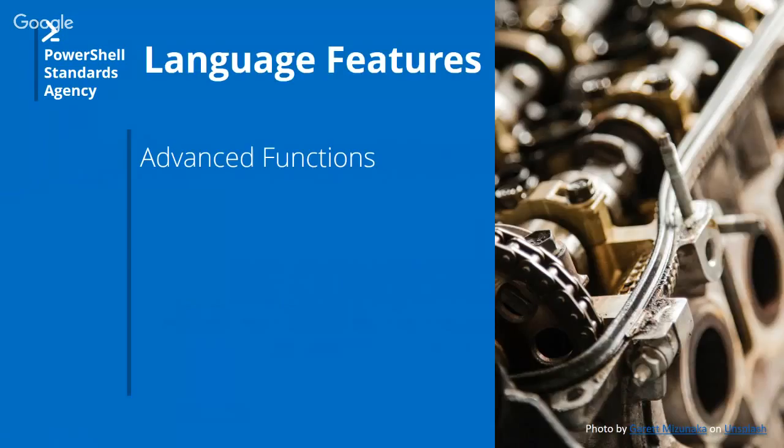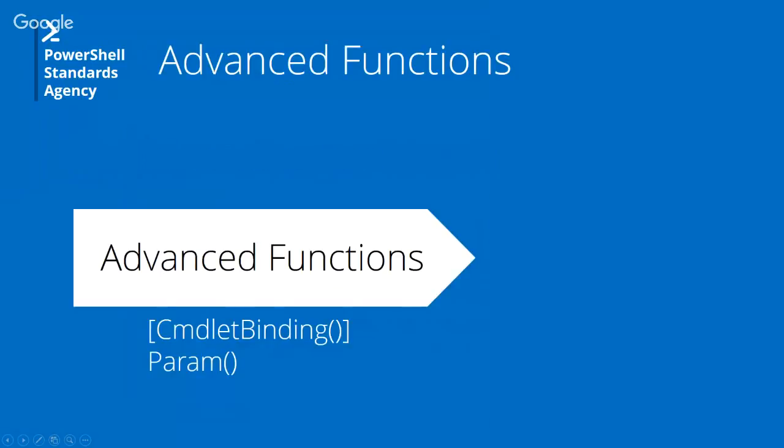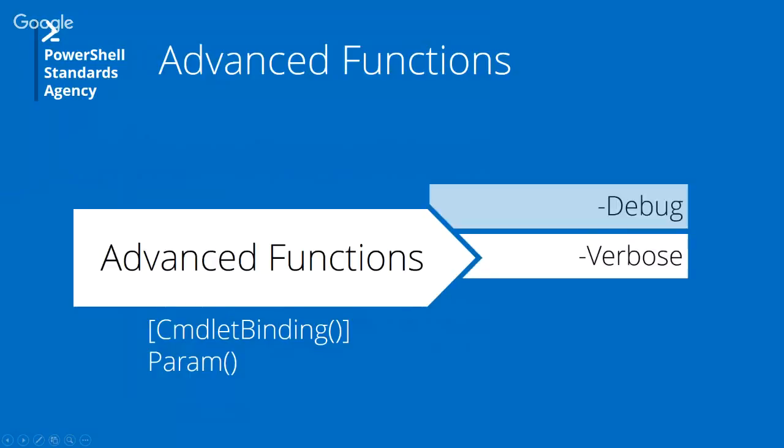So next part we're going to talk about is language features. We're going to start that with advanced functions, and we're going to sort of understand what an advanced function is. So this is how you would declare an advanced function in your code. You would just have these two lines of code at the top, the commandlet binding there, and param. And as soon as you put that in, you've got an advanced function.